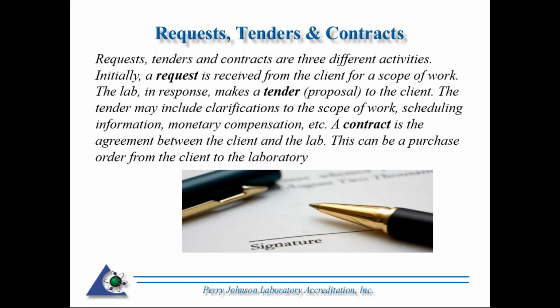So request, tenders, and contracts. We're looking at three different things there. Request, tender, and contract are three different activities. Initially, a request is received from the client for a scope of work. The lab, in response, makes a tender or a proposal to the client. The tender may include clarification of the scope of work, scheduling information, monetary compensation, etc. And then lastly, a contract is the agreement between the client and the lab. This can be a purchase order from the client to the lab as the actual contract.